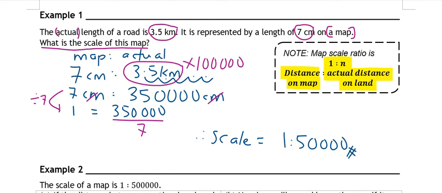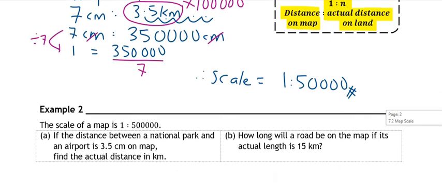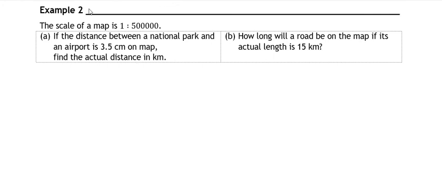Okay, so make sure that you know how to convert kilometers into centimeter, right? So let's move on to the next one. Okay, example number 2. Here you are given the scale of a map which is equal to 1 is to 500,000. Okay, let's have a look at part A. If the distance between a national park and an airport is 3.5 centimeter on map, the question asks you to find the actual distance, okay, in kilometers. So remember that. So let's start here.